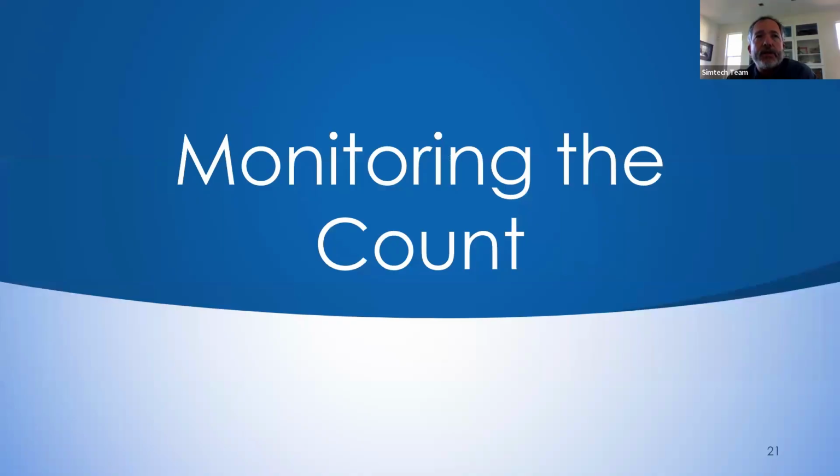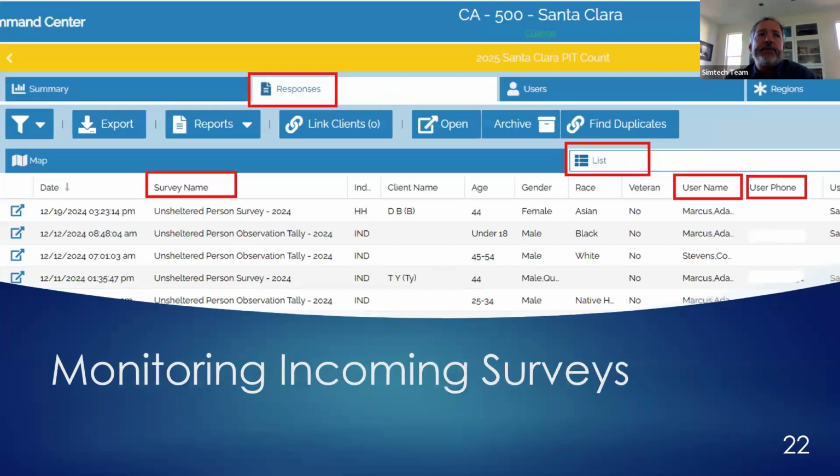So the monitoring piece, what's going to happen is you're going to see a map. So if you go to the responses tab, you'll see both a map-based view and a list view of the surveys that come in. And if you have whatever survey instruments you have, so if you have the observation tally and the unsheltered, and sometimes in the setup we've been renaming some of those surveys, and it's something that has come up as being more intuitive for people.